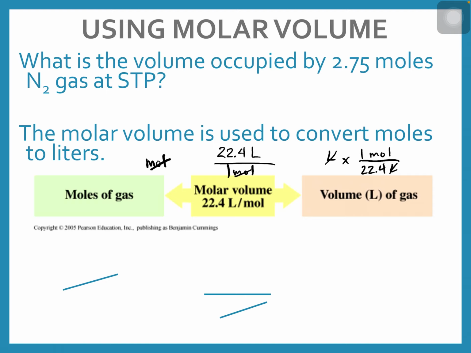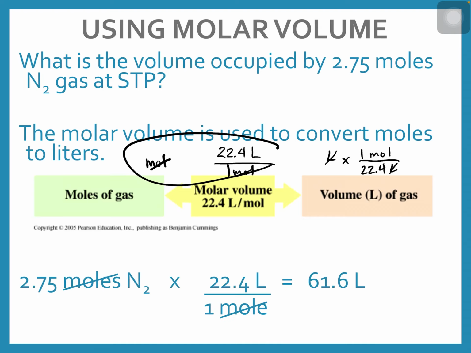So here I'm looking at this where my starting point is moles, so 2.75 moles of nitrogen times 22.4 liters per 1 mole because we're at STP. And that gives me 61.6 liters of space that 2.75 moles of nitrogen gas would take up at STP.